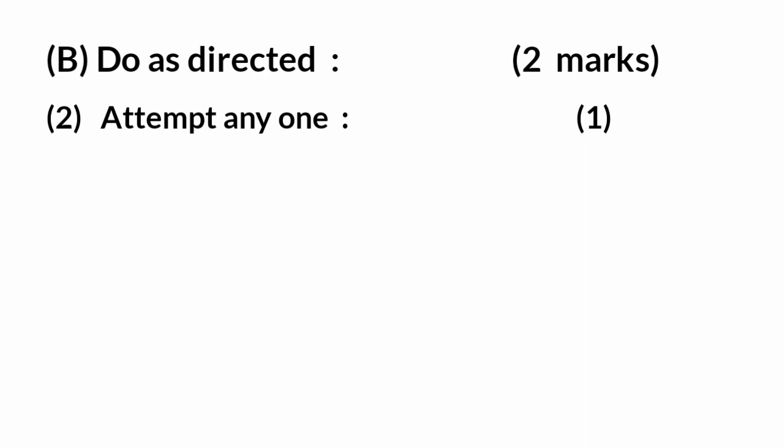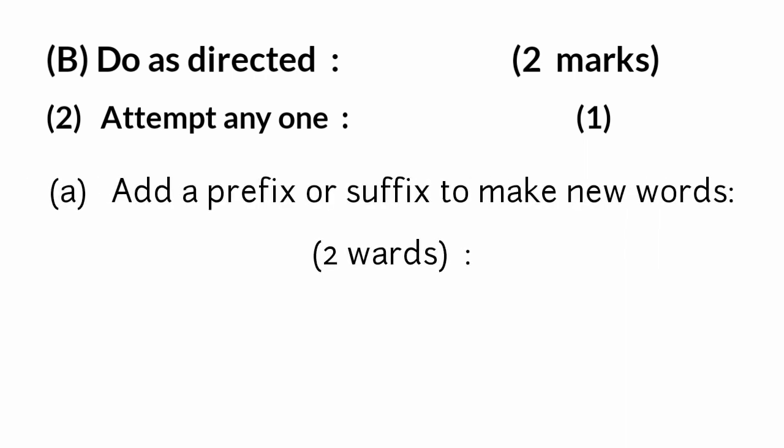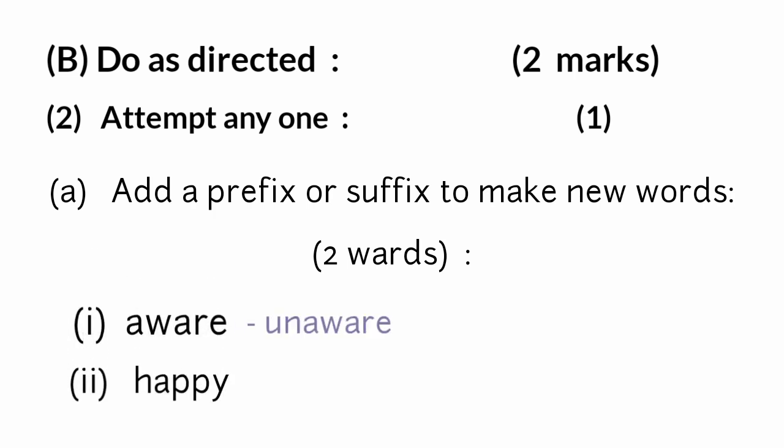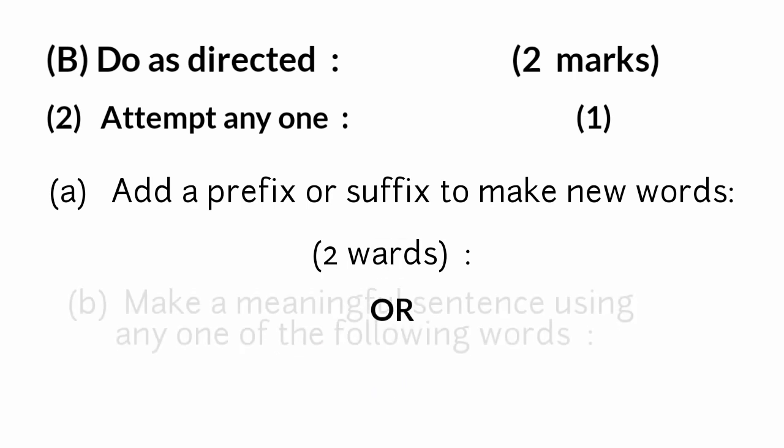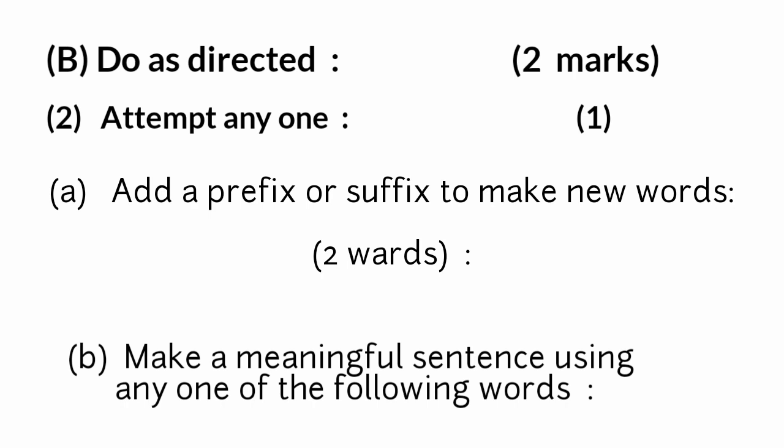Then second, attempt any one again. 2 options will be there. First one, add a prefix or suffix to make new words. 2 words will be given, aware and happy. For example, unaware and happily, we have used here a prefix as well as a suffix. You can get 1 mark for that.